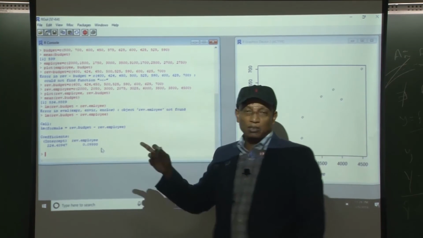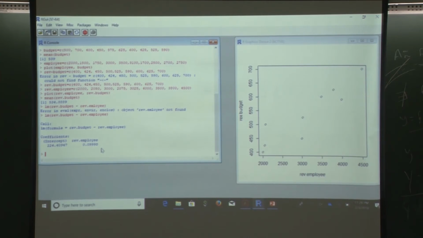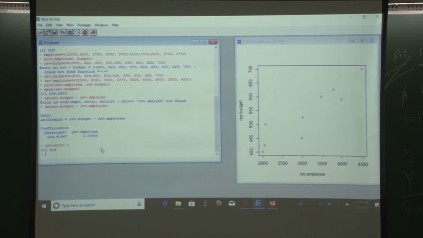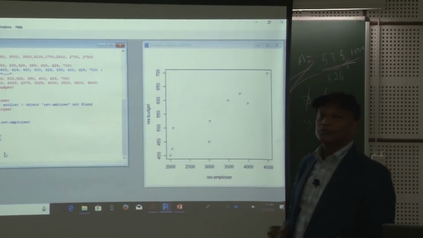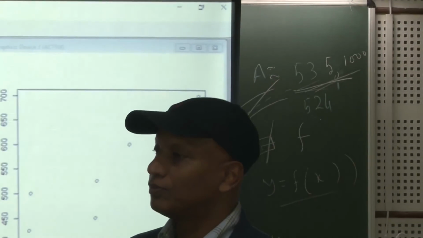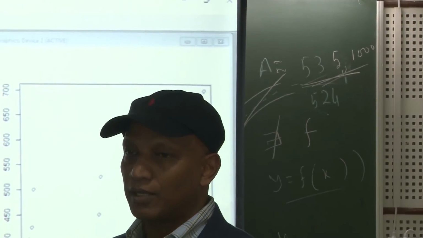And what are we projecting? 3,000, right? So for 3,000, my budget would be 224 plus 3,000 times 0.1. So the budget becomes 524. Instead of 535,000 crore, you are now saying that you require 524,000 crore. So your answer changed quite a bit.